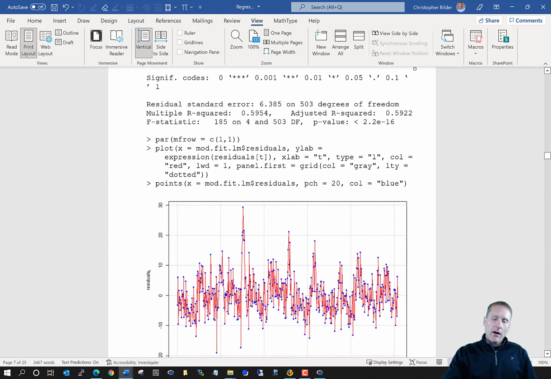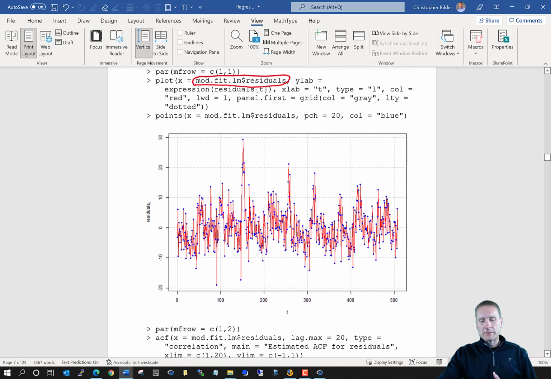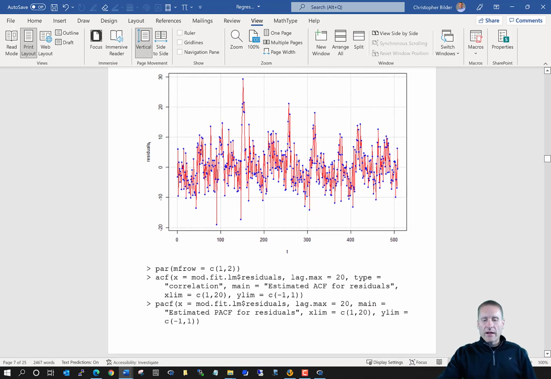And let's take a look at the residuals. So one component of the return list that LM produces is the residuals. I can pull it out of my list using $residuals, much as we've done with the ARIMA function. And this is what I get for the plot of the residuals over time. And it appears that we are having some trend that remains in the residuals.